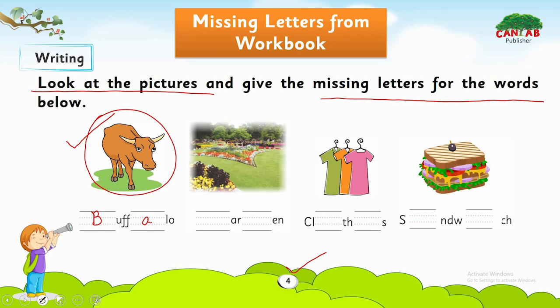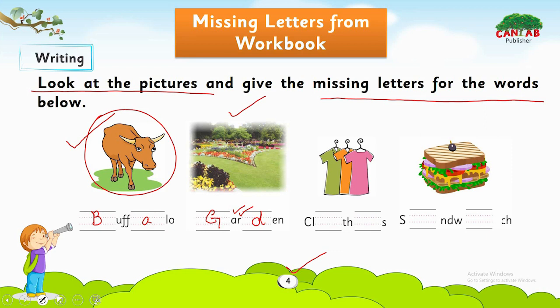The next picture is of what? What is it? Shabash. Guess karen. You have to guess it. This is a garden. Now spell out loudly. That is garden. G-A-R-D-E-N. So you have done two of the examples.